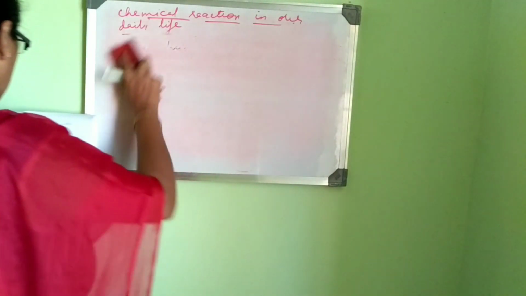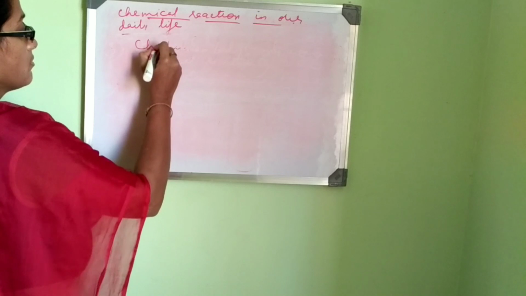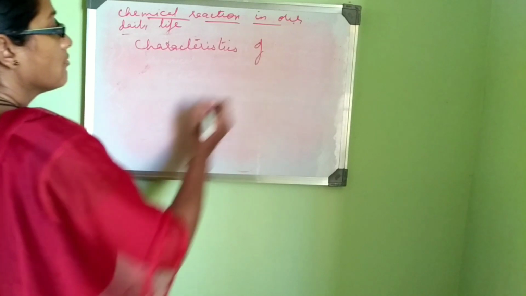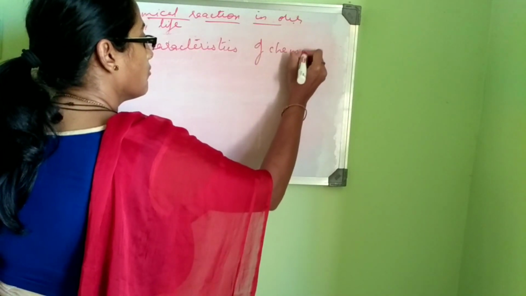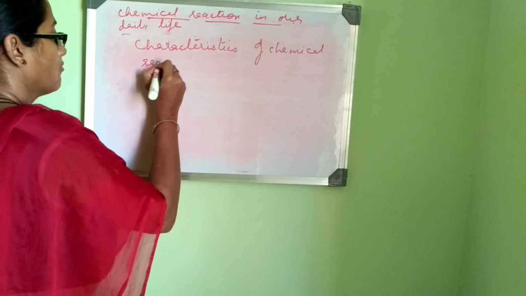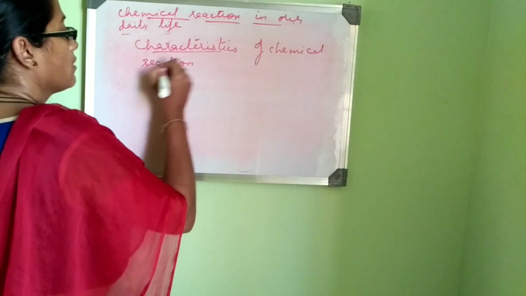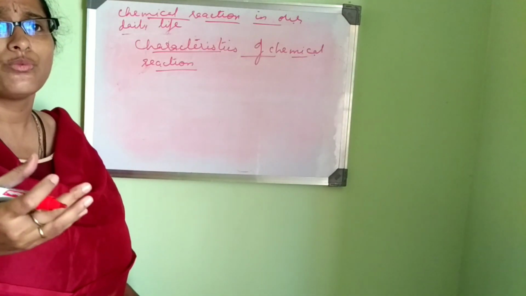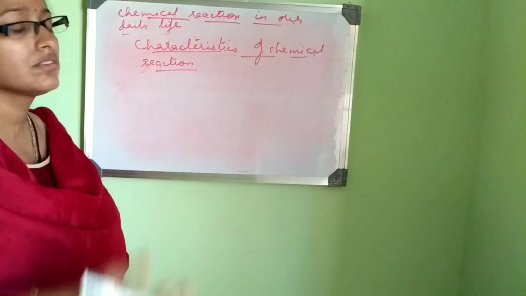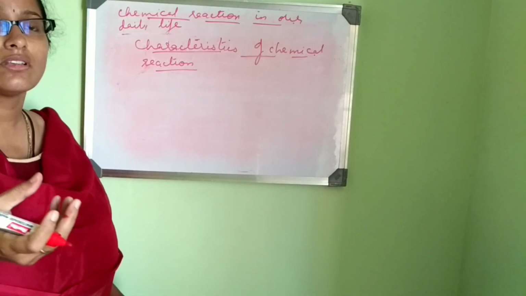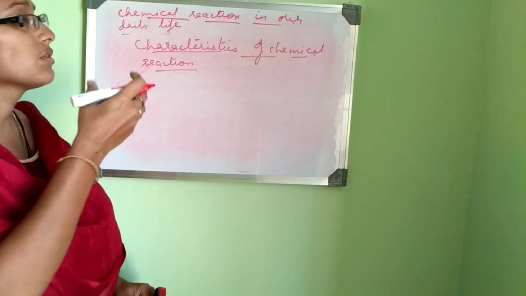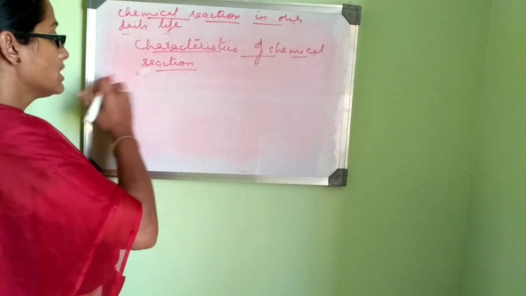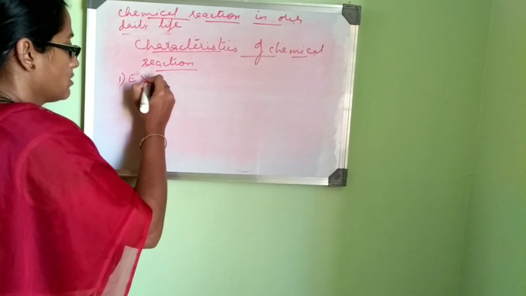Let us understand the characteristics of a chemical reaction. First, whenever there is a chemical reaction, we all wonder how we can understand that a reaction is going on. There are certain things we should understand. That is what we are going to learn now: what a chemical reaction does and how we recognize it. The first one is evolution of gas.